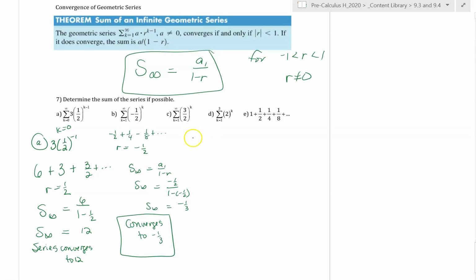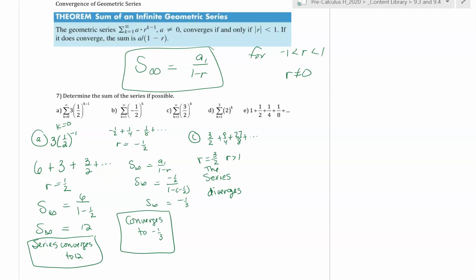Go ahead and generate some terms. Pause the video and find if there is a sum for part C. To help my eyes a little bit, I went ahead and let k equal 1, let k equal 2, etc. I generated some terms. Notice that the common ratio is 3/2, which is greater than 1, so this series diverges. The sum will increase without bound.